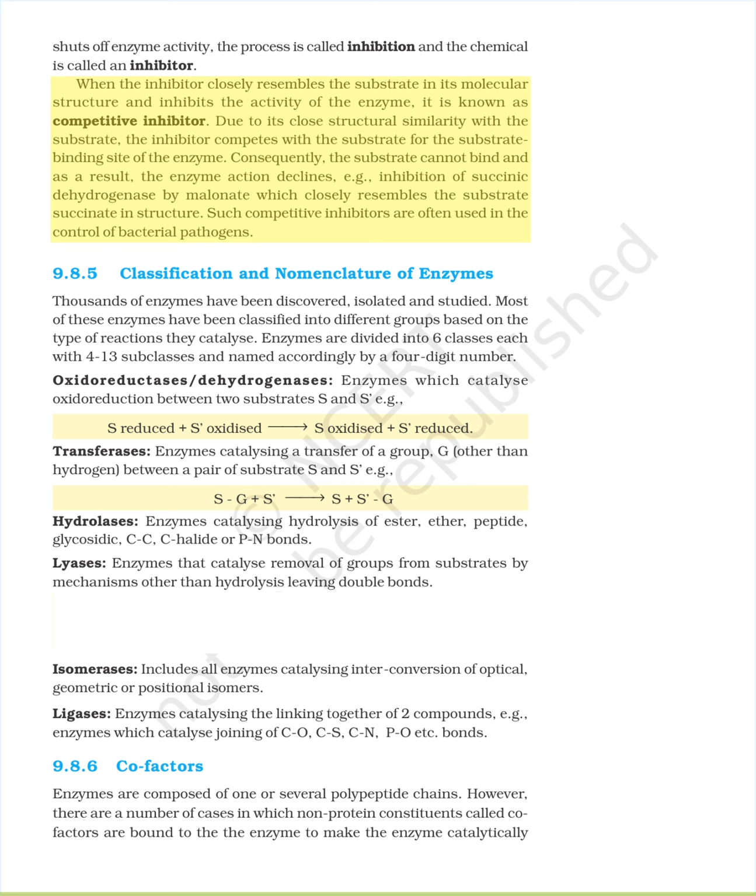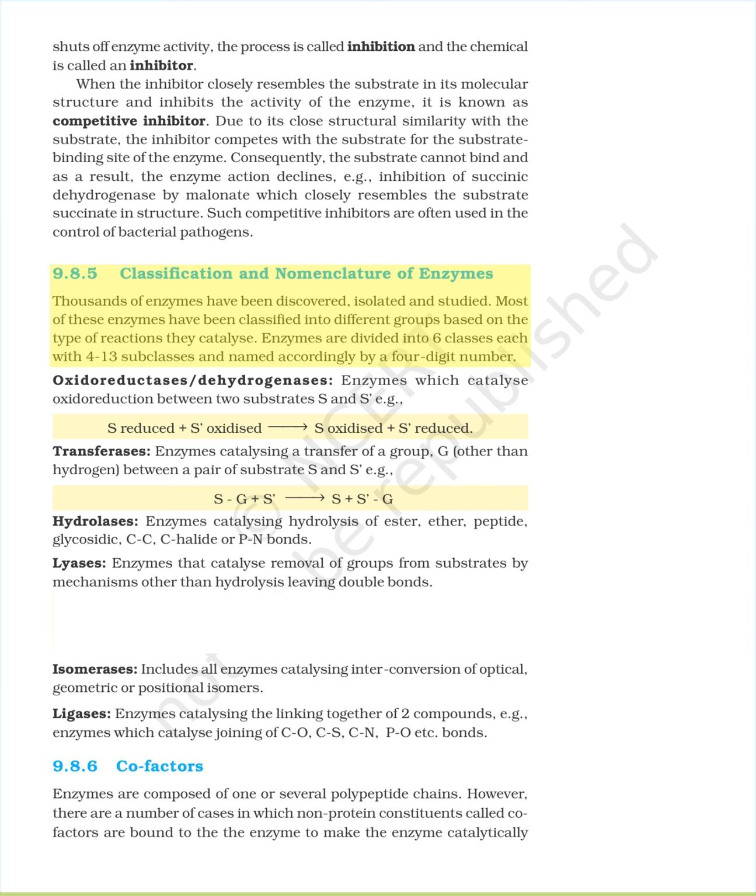When the inhibitor closely resembles the substrate in its molecular structure and inhibits the activity of the enzyme, it is known as a competitive inhibitor. Due to its close structural similarity with the substrate, the inhibitor competes with the substrate for the substrate binding site of the enzyme. Consequently, the substrate cannot bind and as a result, the enzyme action declines, e.g., inhibition of succinic dehydrogenase by malonate, which closely resembles the substrate succinate in structure. Such competitive inhibitors are often used in the control of bacterial pathogens.